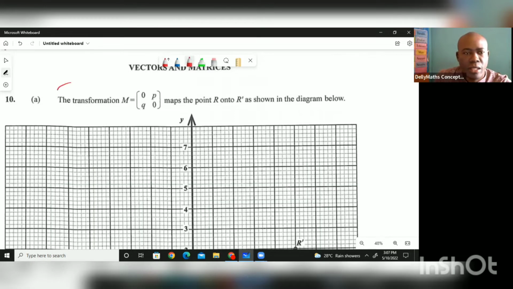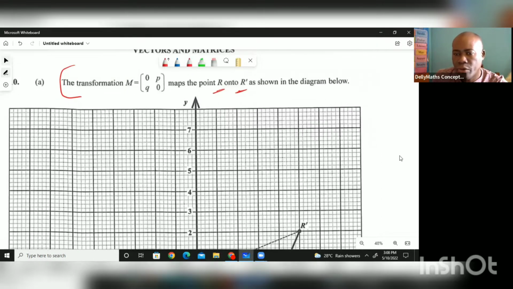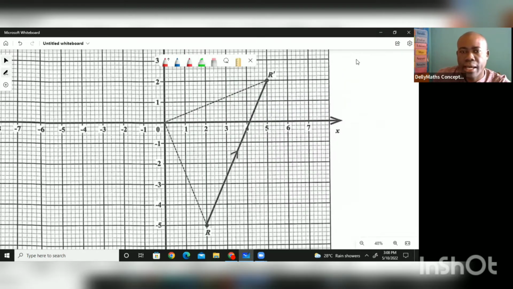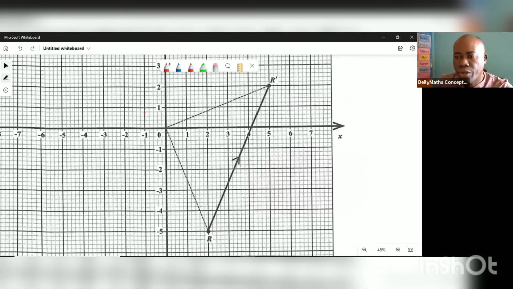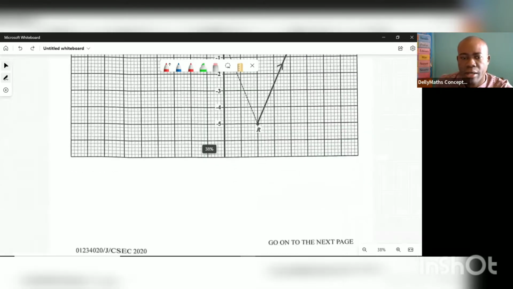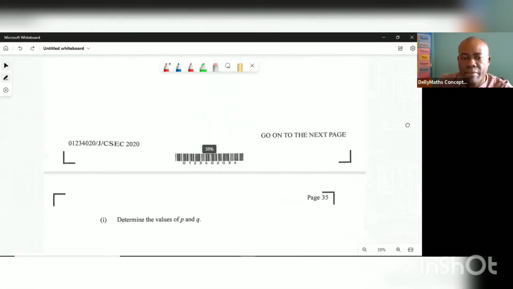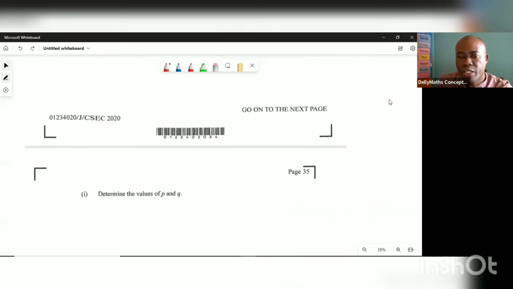The transformation M, equal to the matrix 0 p, q 0, maps R onto R prime as shown in the diagram. So here's the diagram that we're looking at. We're told that there's a transformation that maps R, which is this point here, onto R prime, which is that point there. The first question says: determine the values of P and Q.